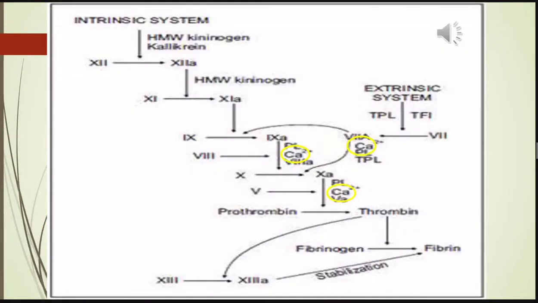Also, a widely known function of calcium is its involvement in coagulation, which I would not go much into detail here, except to say that calcium is important in converting prothrombin to thrombin.